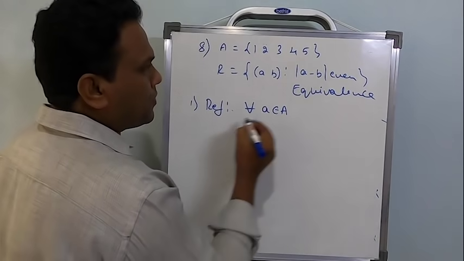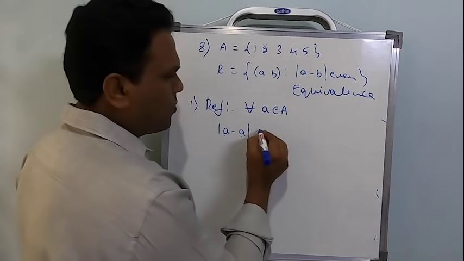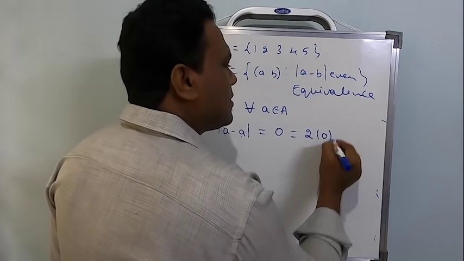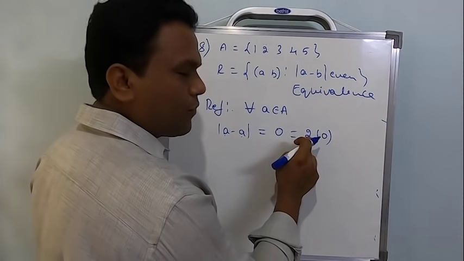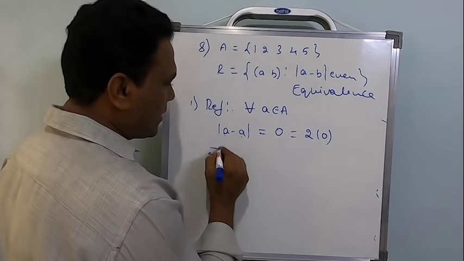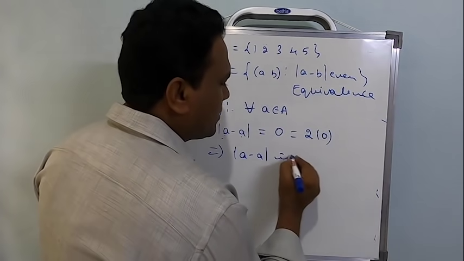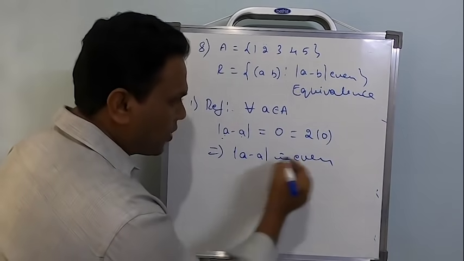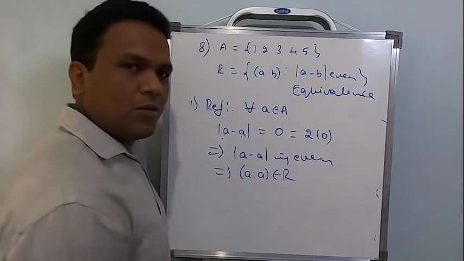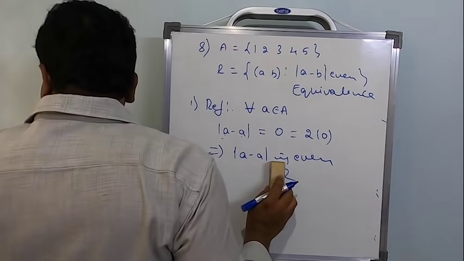Now what is mod of A minus A? A minus A is 0, so mod of A minus A is also 0. Can I write 0 as a multiple of 2? Of course I can. Anything which is a multiple of 2 is even. So mod of A minus A is even. If mod of A minus A is even, I can write the ordered pair (A, A) belongs to R. Therefore R is reflexive.